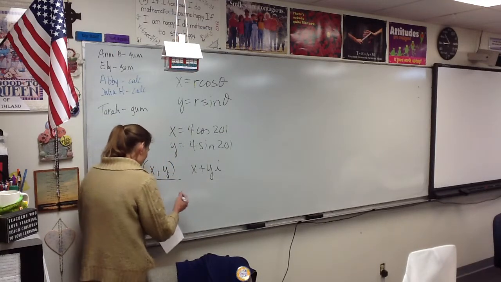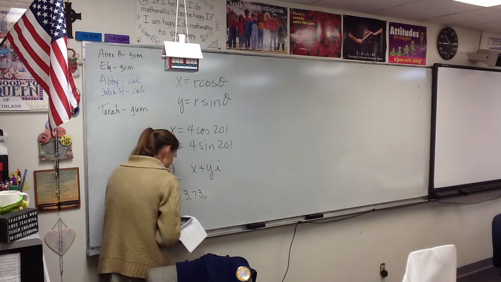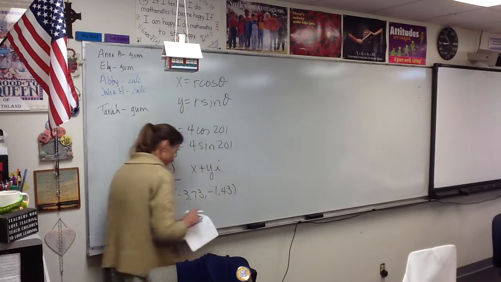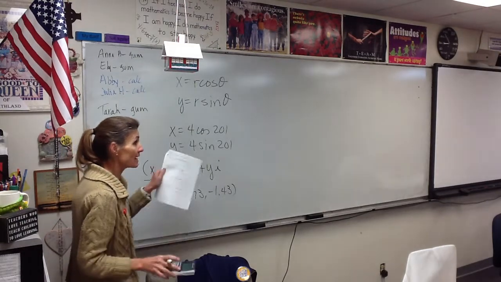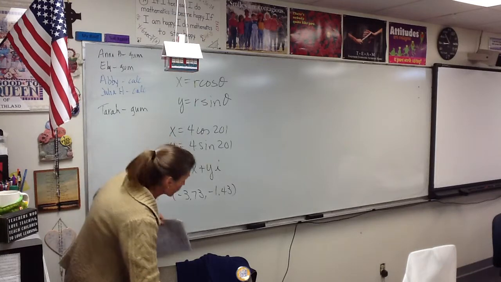Your answer is negative 3.73, comma, negative 1.43. Can you say that again? Why would it be the x coordinate versus the other? Because the problem says, literally in the problem, coordinates. That means ordered pairs.